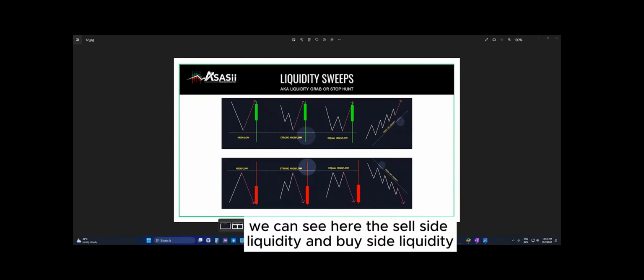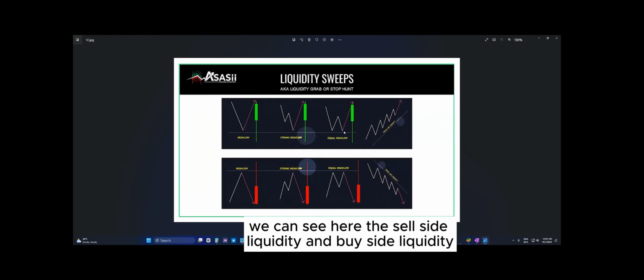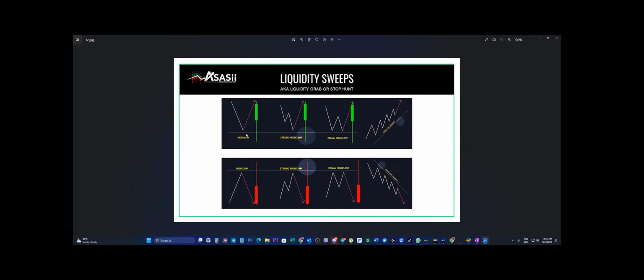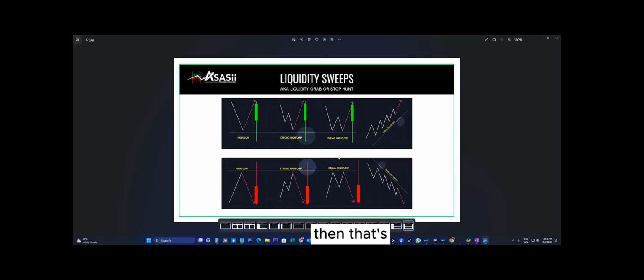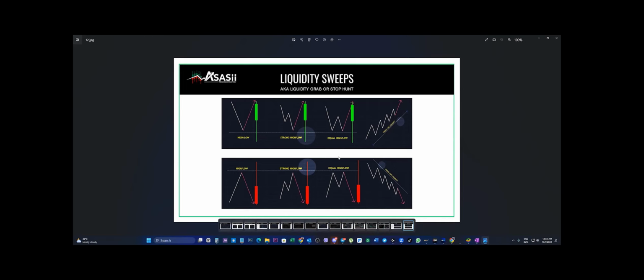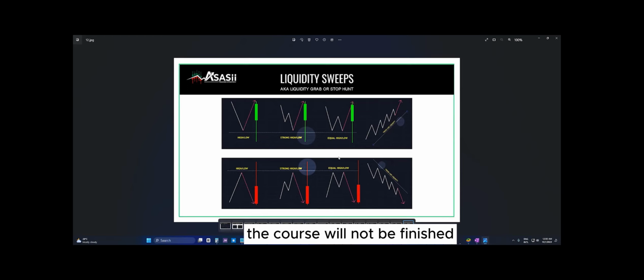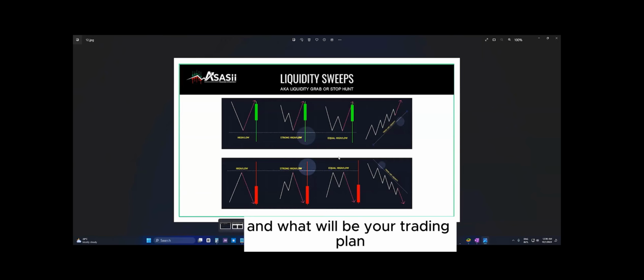So we can see here, okay, we have sell side liquidity in this area and we have buy side liquidity, and they get liquidated through the liquidity sweep. Then that's the foundation in our simplified smart money concept. But of course, the course will not be finished if we will not go to our chart. And what will be your trading plan?